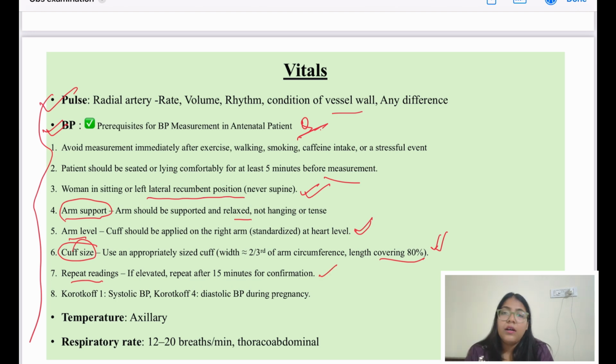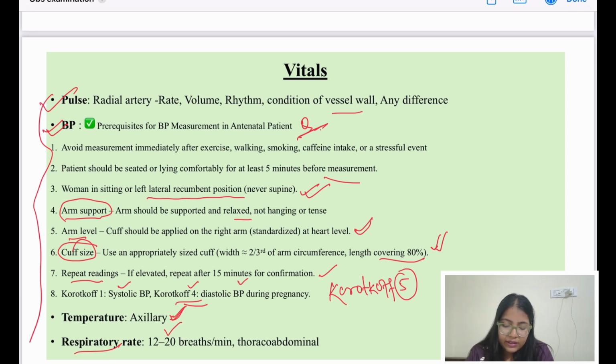Which Korotkoff sound denotes BP in a pregnant patient? Korotkoff 1 indicates systolic BP and Korotkoff 4 indicates diastolic BP. In a normal patient we take Korotkoff 5 as diastolic BP, but in a pregnant patient Korotkoff 4 is more accurate. Temperature we can measure as axillary temperature. Though rectal temperature is more accurate, it is cumbersome and very uncomfortable for the patient, so we don't do that normally.